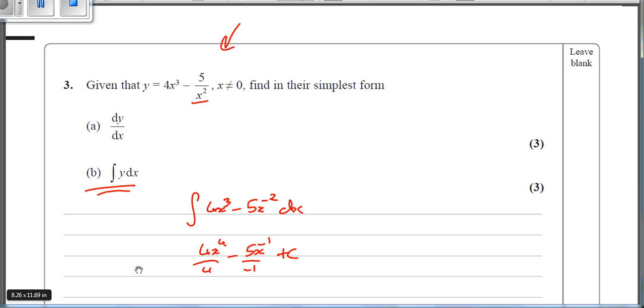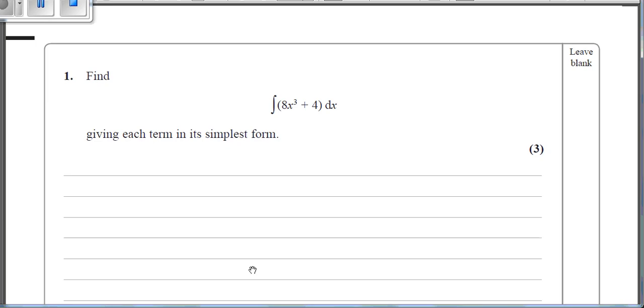Again, I'm going to simplify that. So 4 over 4 just goes to 1, so that's x to the power of 4, and then plus 5x to the power of minus 1 plus c. You don't need to do anything with that, but if you wanted to rearrange it, you could bring 5x to the power of minus 1 back down to the bottom to get 5 over x plus c. Either one of these will get you the correct answer on the 2015 paper.